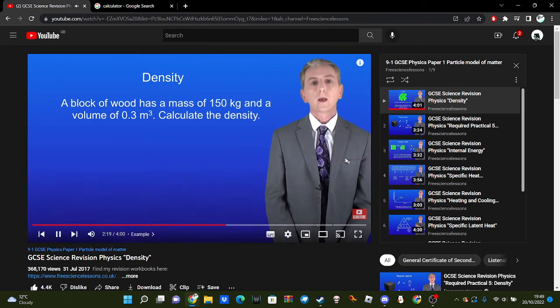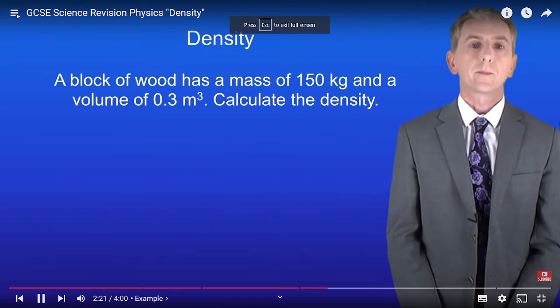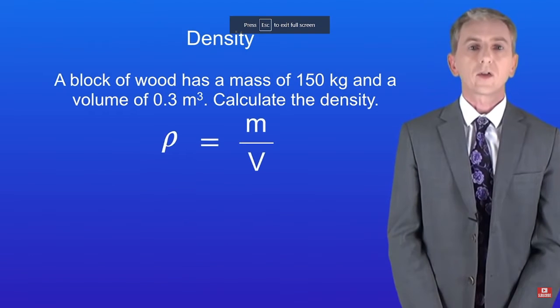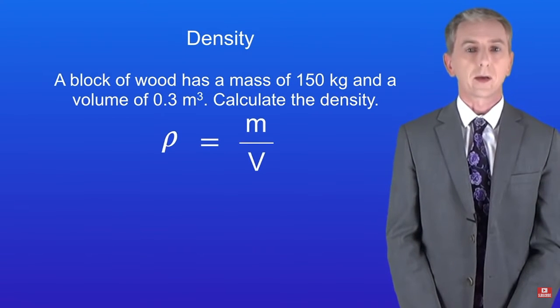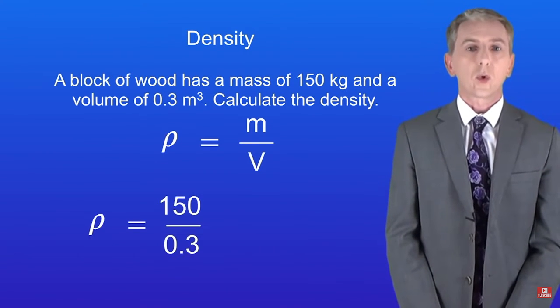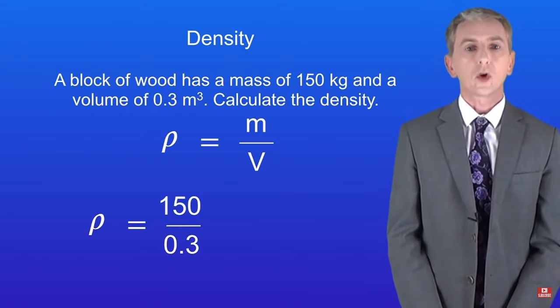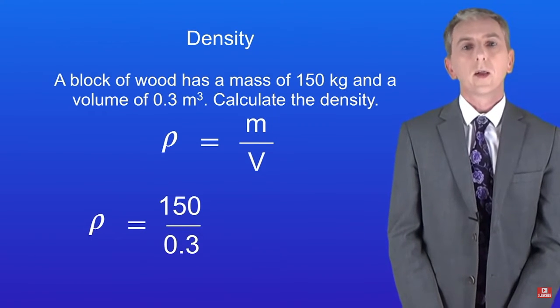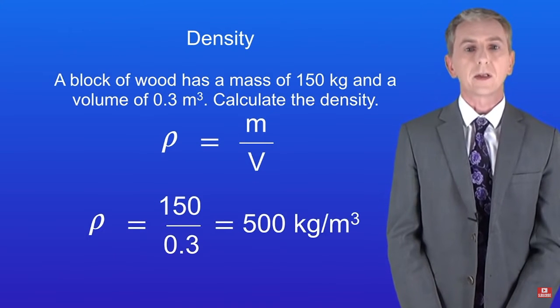Is it going to be 500? Pause the video and try this yourself. Okay, so the density equals the mass divided by the volume. The mass is 150 kilograms and the volume is 0.3 meters cubed. Putting these into the equation gives us a density of 500 kilograms per meter cubed.